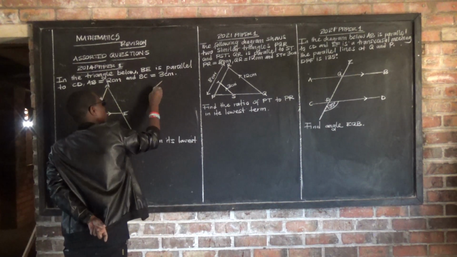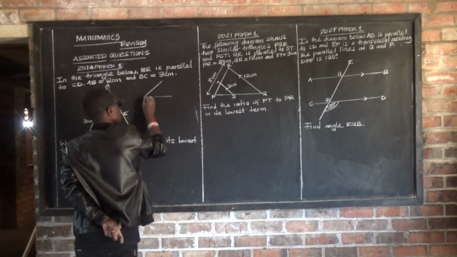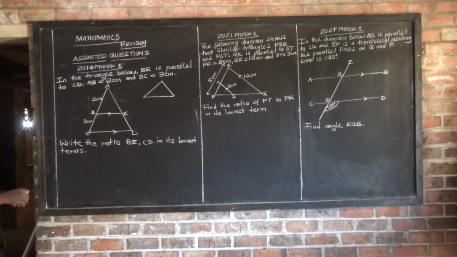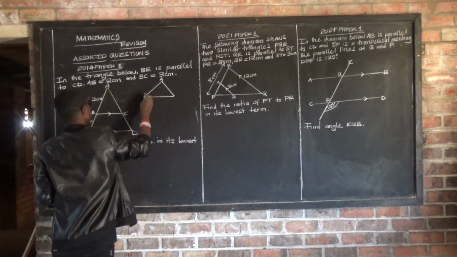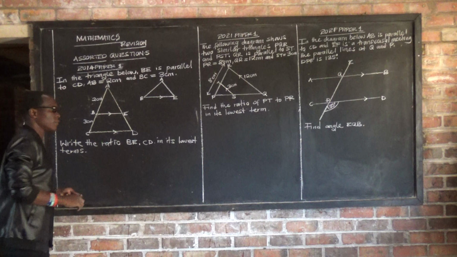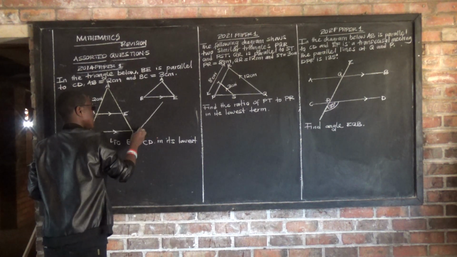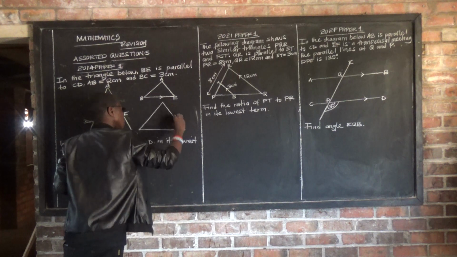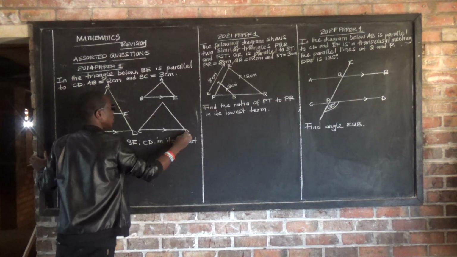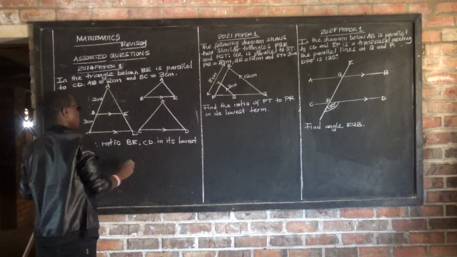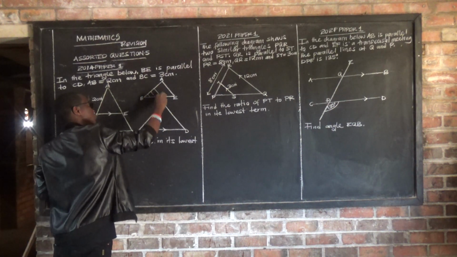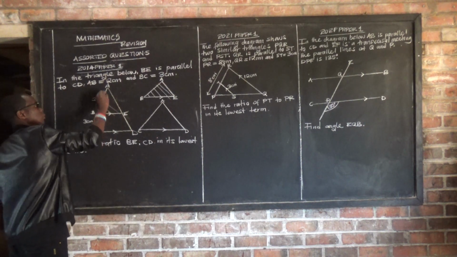So, we have our small one like this. Take note, this is our small triangle. And then this is our A, this is our B, and this is our E. Then we have this big one, like this. And this is C, this is D, and this is A. Now, this is our small triangle. Take note.